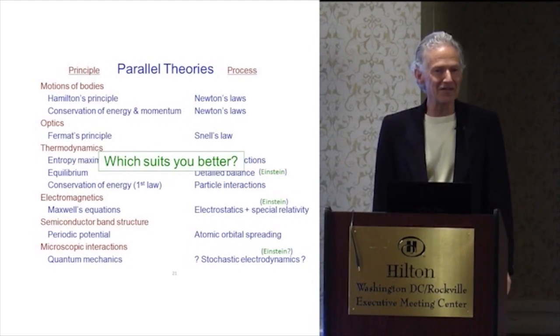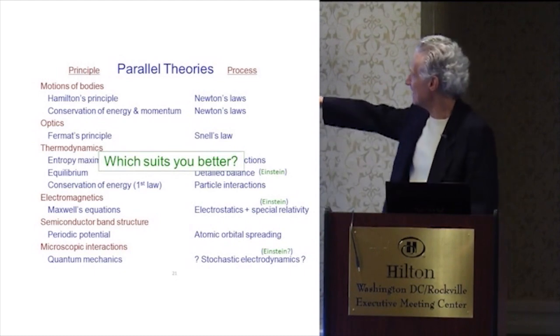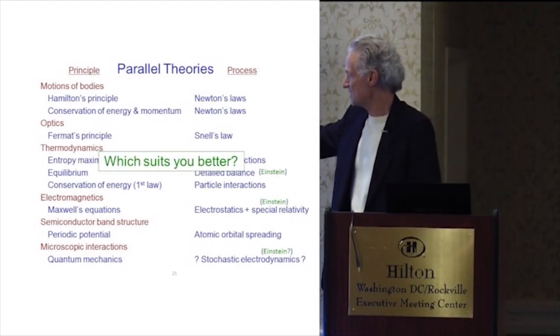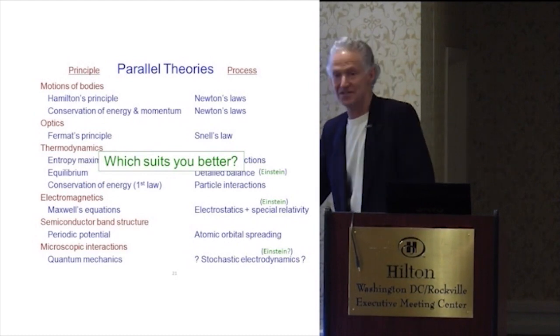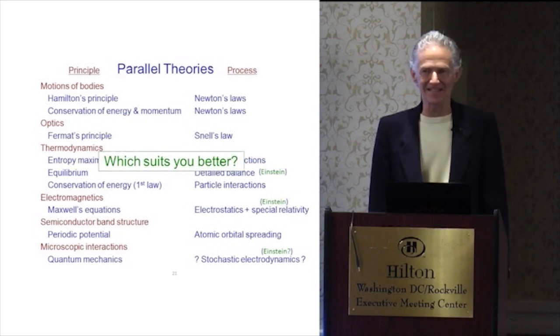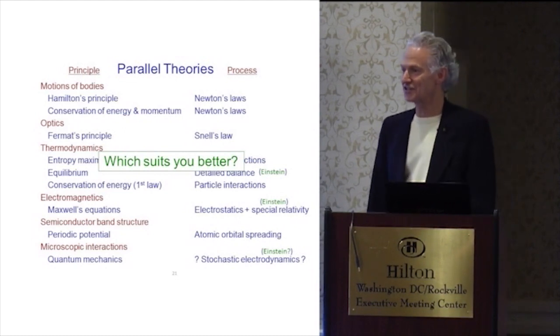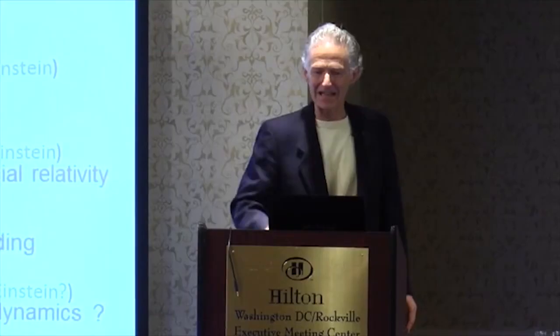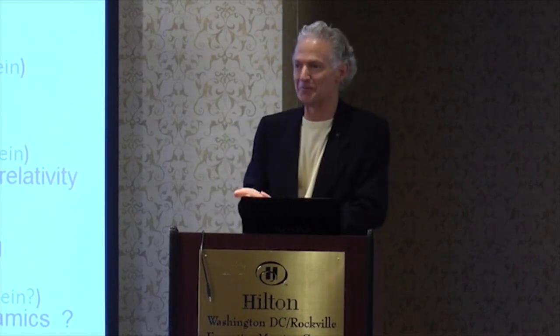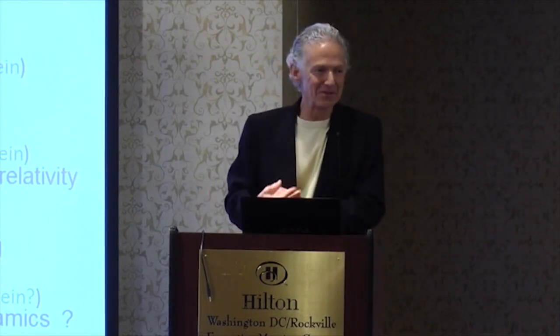One thing that I found interesting in looking at this is that Einstein has his name behind three of these, between detailed balance, special relativity, and also stochastic electrodynamics to some extent. So I think this tells us the way that Einstein liked to look at the world. So now I ask you, which suits you better? Do you prefer one way or the other? I tend to be a process guy, but some of the brilliant people I know are principle guys.